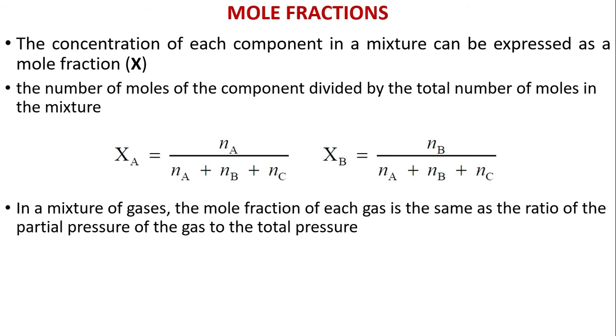In a mixture of gases, the mole fraction of each gas is the same as the ratio of the partial pressure of the gas to the total pressure. With that, the mole fraction of A is equal to the partial pressure of A over the total pressure of gases in the mixture. To solve for the partial pressure of A, just manipulate the formula. This will give us the mole fraction of A times the total pressure. To give you a view on how to use this, let's have a problem.